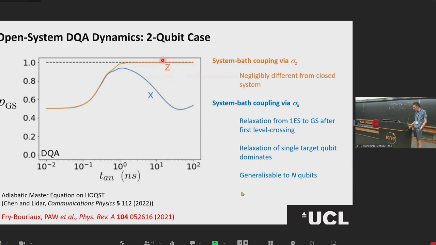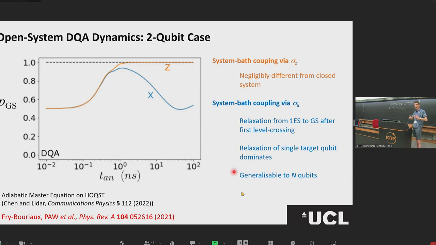If we have this dephasing decoherence, we get a result that's negligibly different from the closed system case. But interestingly, as you might expect, if you have inelastic scattering coupling via this sigma x term in the system bath coupling, that effectively promotes relaxation between the first excited state and the ground state, which means that you can end up in the wrong state at the end of the anneal. In other words, because of this sigma-x system bath coupling, you have relaxation from the first excited state to the ground state after the first level crossing, and so you end up in the first excited state at the end.